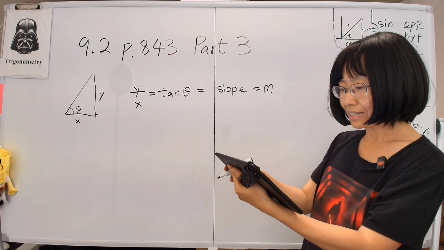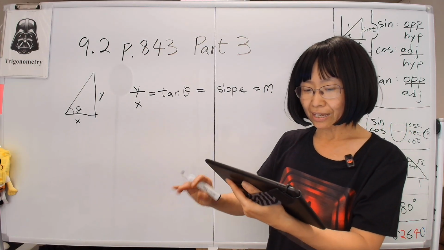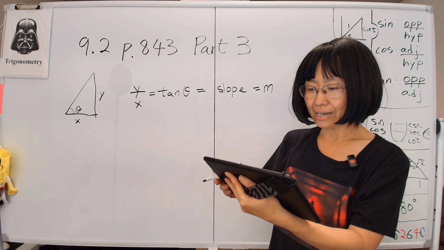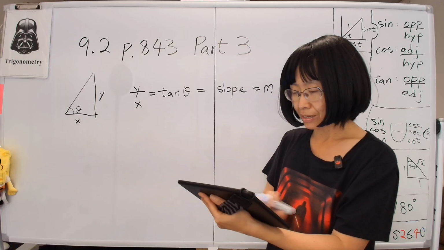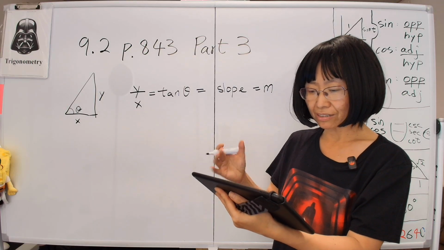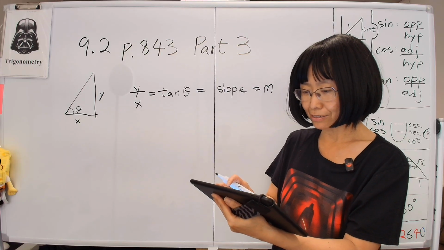Now, knowing that, we are ready to do example 10. Example 10 says we have two intersecting lines, and theta is the angle between them. Show tangent theta equals those equations. Okay, so let's look at the next page to see what they mean.